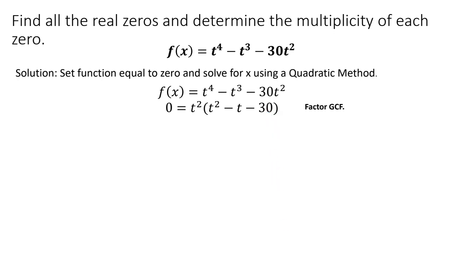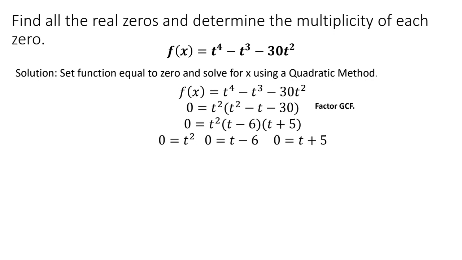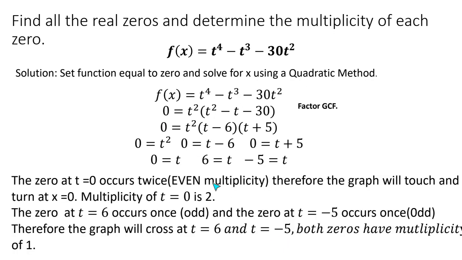Now we can look at the parentheses. Can that be factored? It can. So negative 6 times 5 is negative 30. But if I add negative 6 plus 5, I get a negative 1. Now that I have all factors, I can set each factor equal to 0 and solve for t.